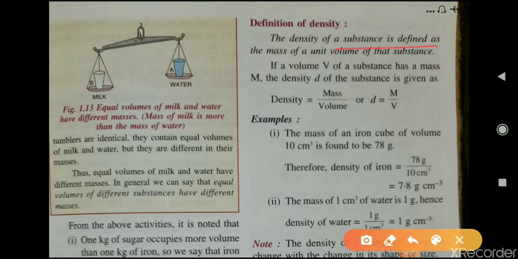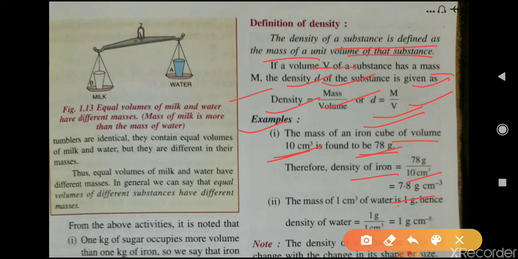The density of a substance is defined as the mass of a unit volume of that substance, that is, mass per unit volume of a substance is known as density. If V is the volume of a substance, M the mass of the substance and D the density, then density is equal to M upon V. For example, the mass of an iron cube of volume 10 centimeter cube is found to be 78 gram. By using this formula, mass upon volume, mass is 78 gram and the volume is 10 centimeter cube. Therefore, the density of iron is 7.8 gram per centimeter cube.